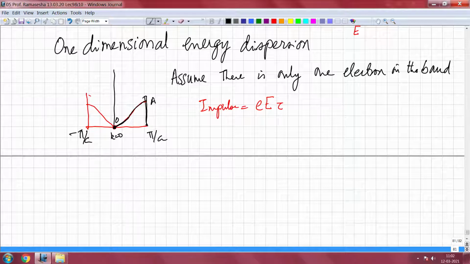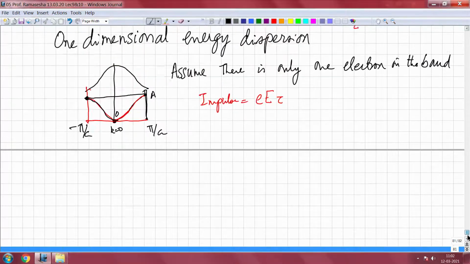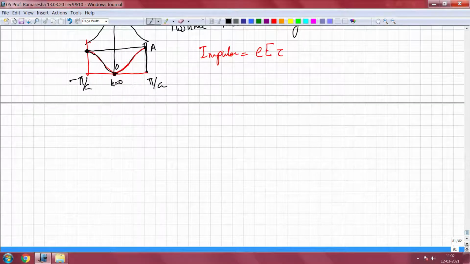When it goes to the point A, then what happens is the following: there is a band gap, and because of the potential that is there in the lattice, there is a Bragg reflection of this electron back into this one, and then it starts again increasing its momentum, comes to the point O and goes there. So it is actually following a cyclical motion in the K space, or if I were to show this in the periodic zone representation, it will look like this.